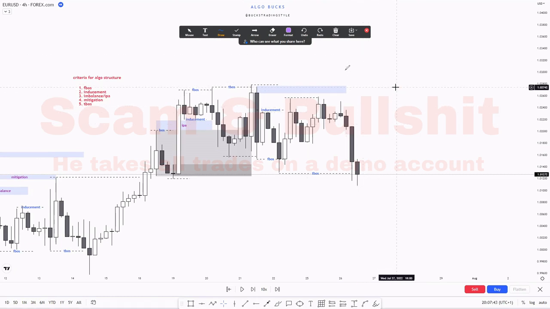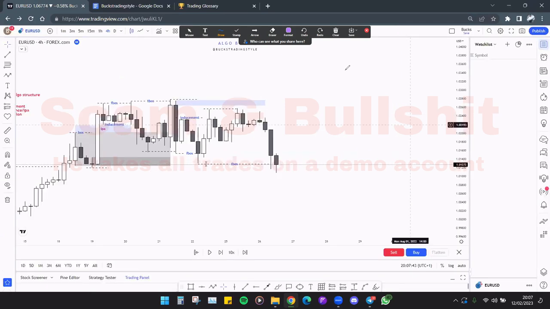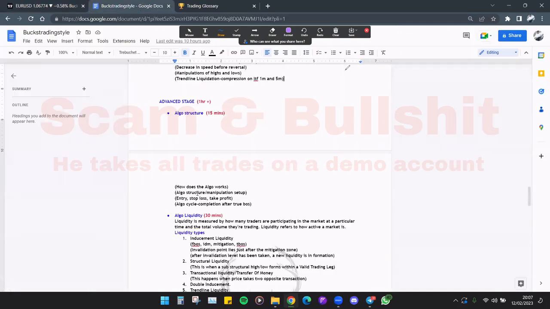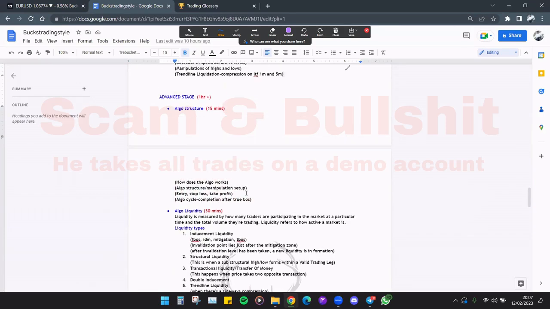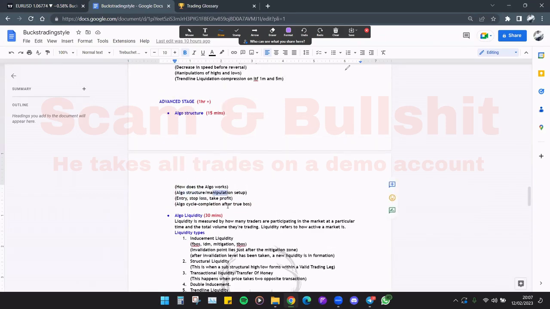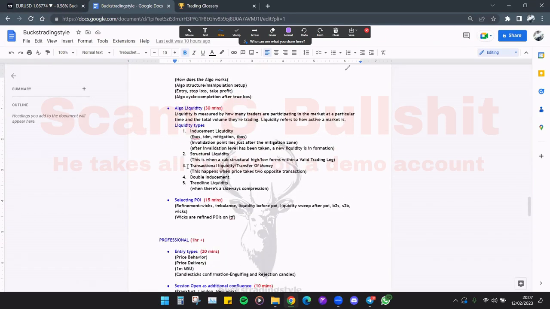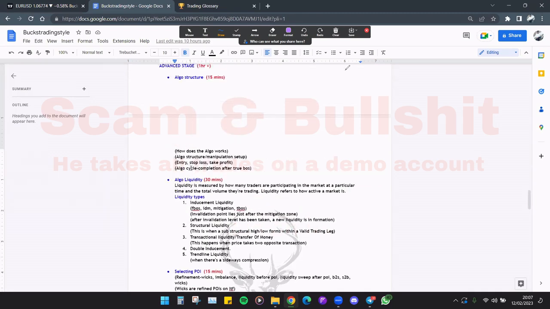So let's look at what we have next. Good. Now we've understood the algo structure or the manipulation setup, MSU for short. Now let's look at the entry, stop loss, and take profit, even if I've already explained it, and then the algo cycle completion after true break of structure.